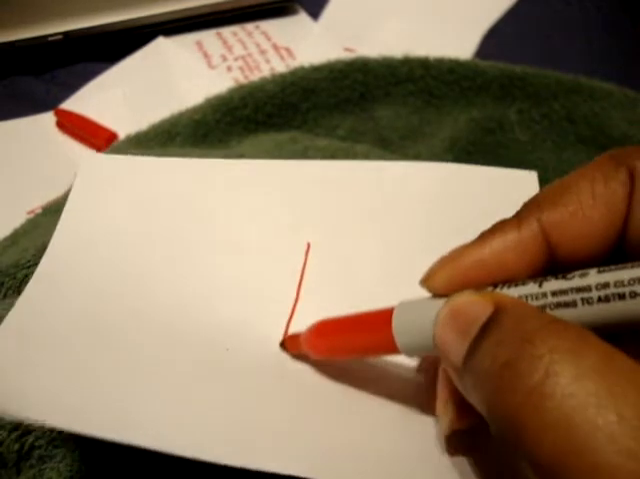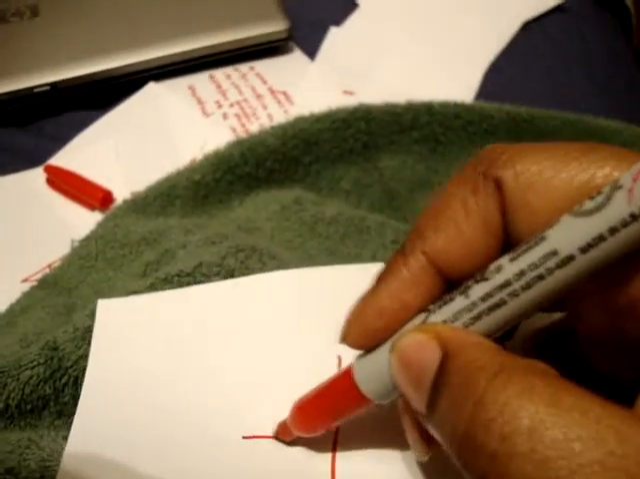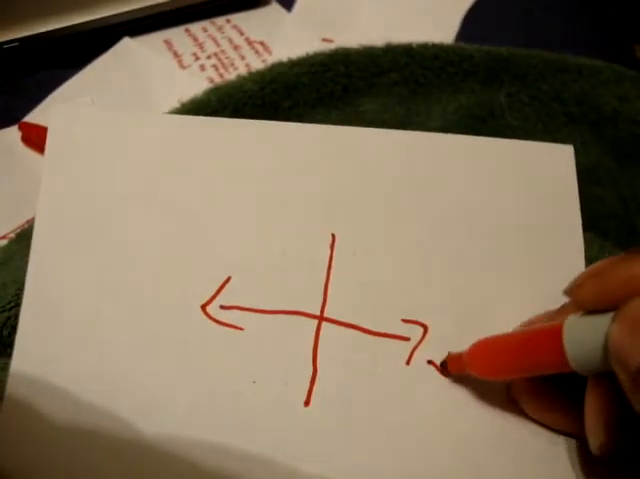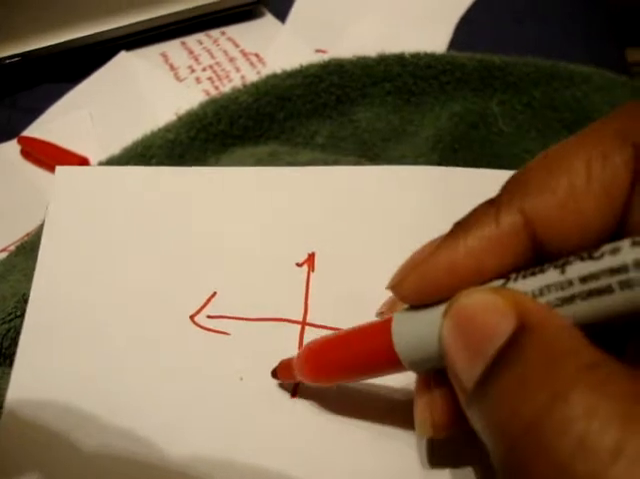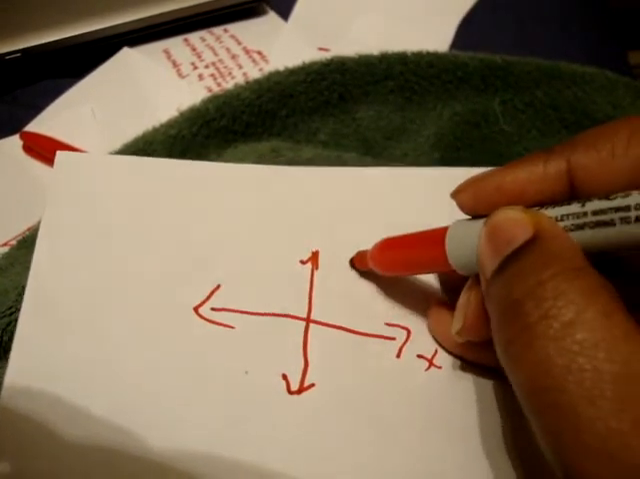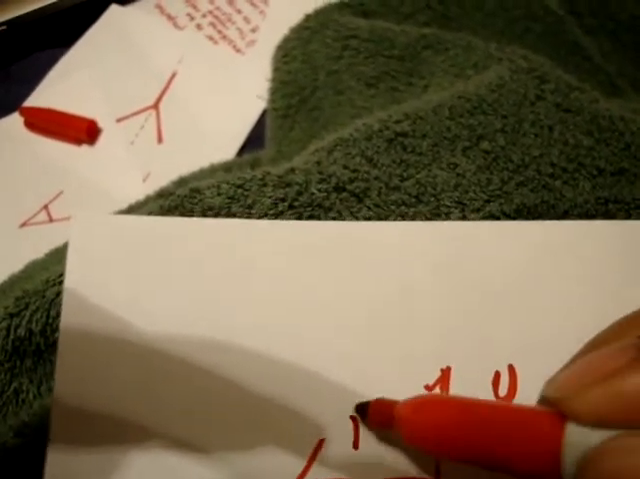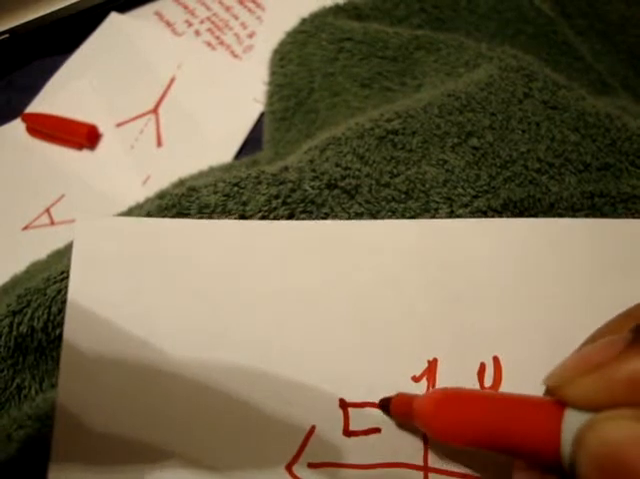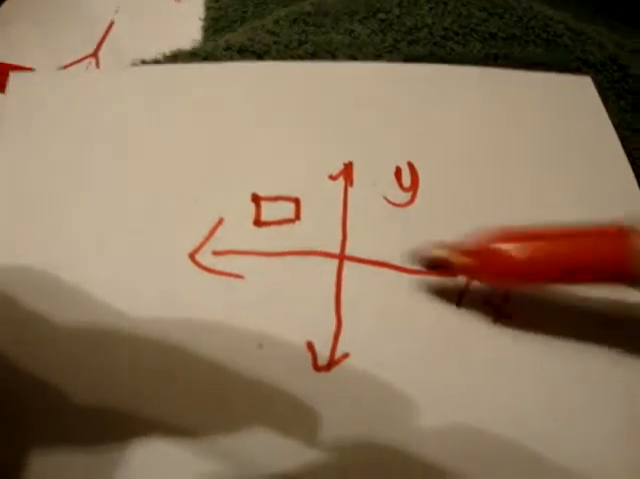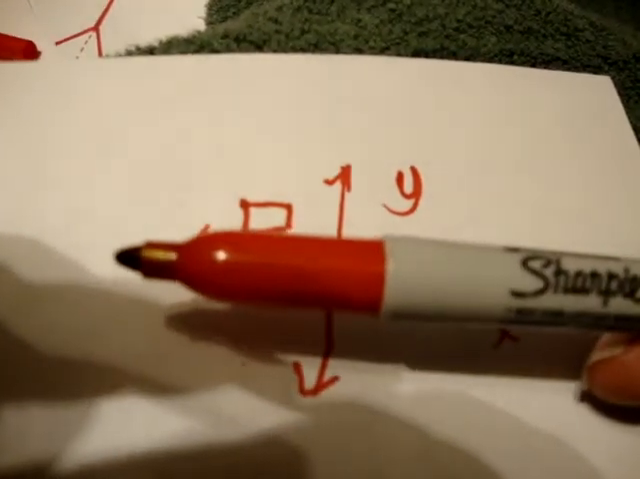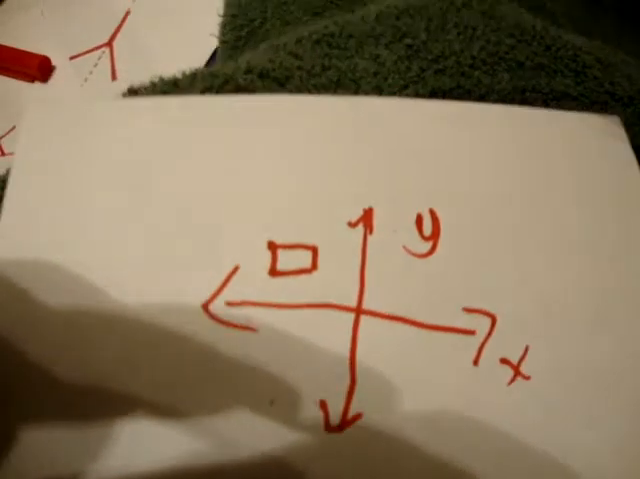Let's say, for instance, I have the x-axis here. And we all know that the x-axis is the horizontal, and that the y-axis is our vertical axis. All right. If I had a box, and I wanted this box to be reflected across the x-axis, basically what I'm saying is that the mirror is the x-axis. This is where the mirror is.